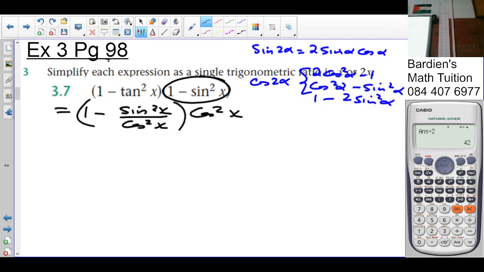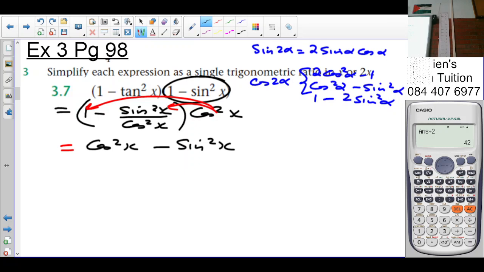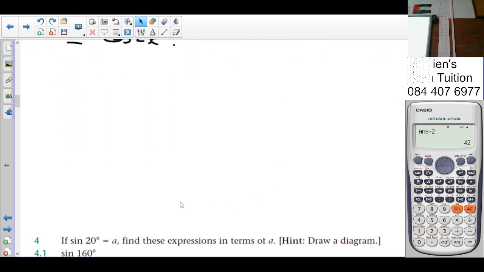One of two things I can do. I can either find an LCM or I can multiply the cos x in. I'm going to go with multiplying it in. What's 1 times cos x? Cos squared x minus sine squared x over cos squared x times cos squared x is equal to what? Nice. What is cos squared x minus sine squared x? Cos 2x. Okay, let's get on with our lives.